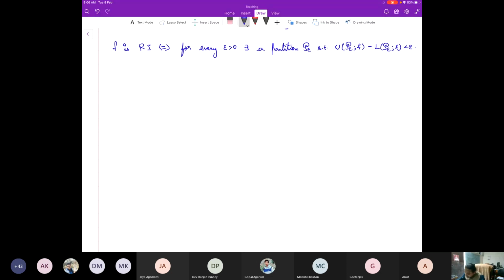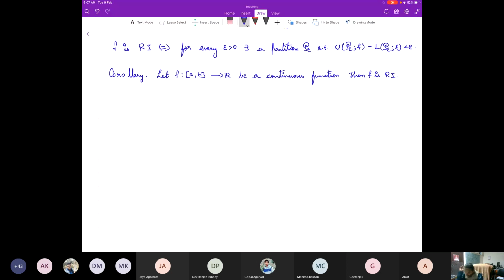Maybe we will have a large class of examples given by the following corollary. Yes. Yeah. So let f from [a, b] to R be a continuous function. Then f is Riemann integrable. Yes.